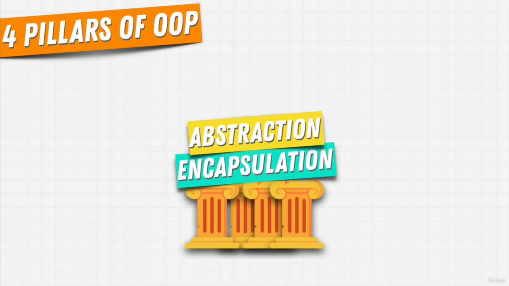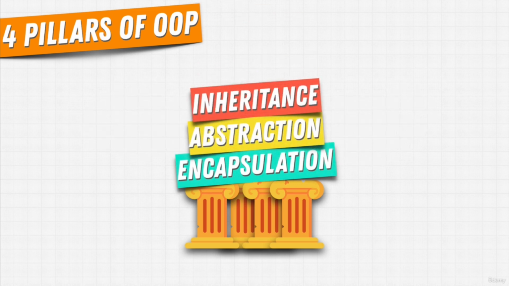So we've talked about encapsulation, about abstraction. What about the third pillar of OOP? It's called inheritance. Inheritance allows new objects to take on the properties of existing objects. So you can inherit classes.